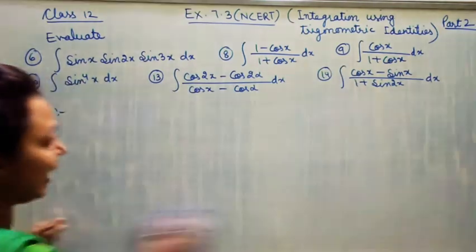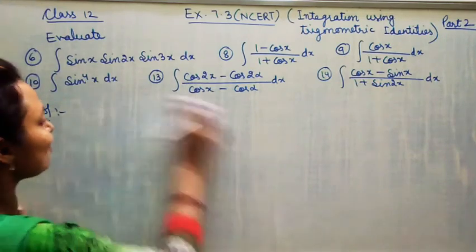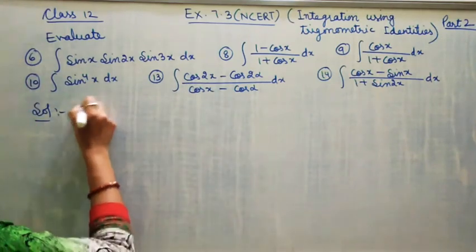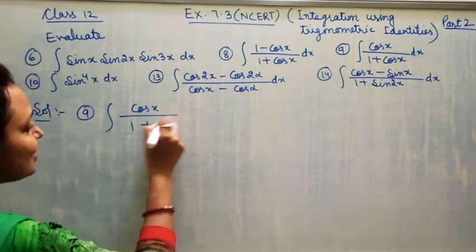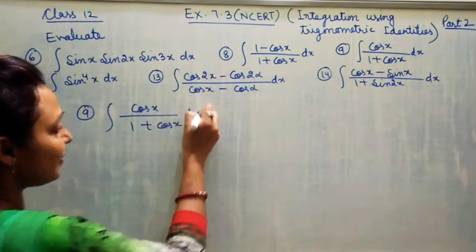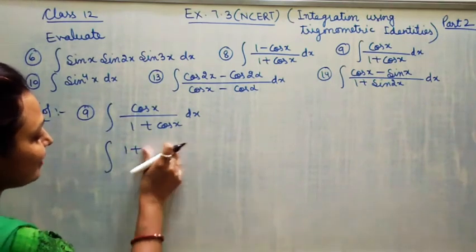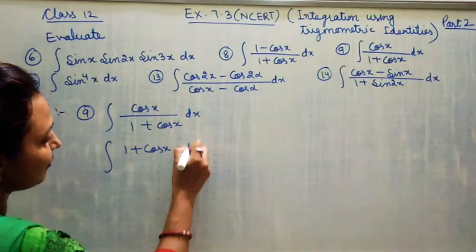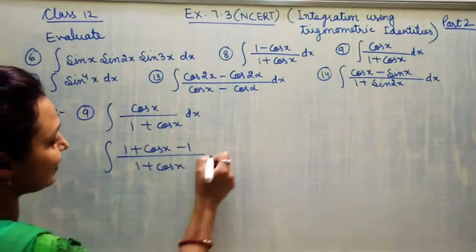One thing I will add and subtract for the simplification of this, so I will apply that. That is question number 9: cos x upon 1 plus cos x. For simplifying it, I will add or subtract 1 from the numerator to cancel it and to make it easy.